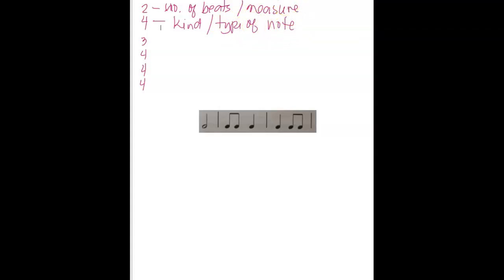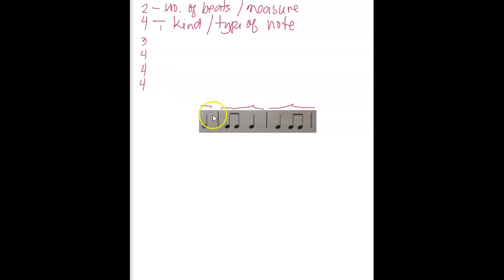Okay? So now, anak, let's have this example. Here we have three measures: first measure, second measure, and the third measure. In each measure, there are an equivalent number of beats. So let's find out how many beats are there per measure to figure out the time signature.